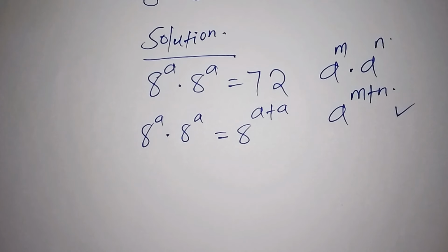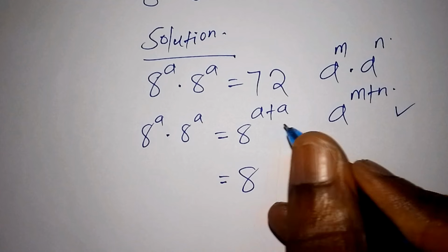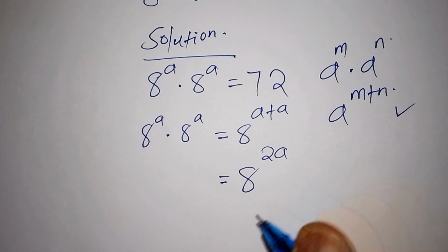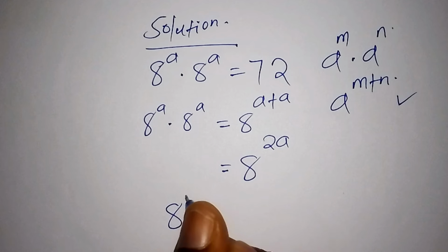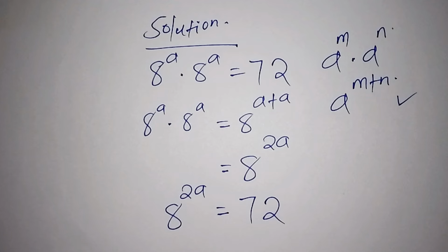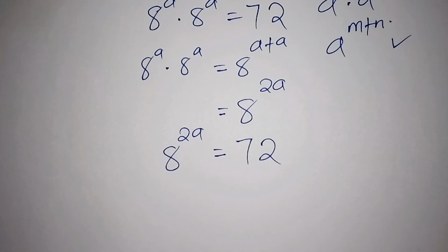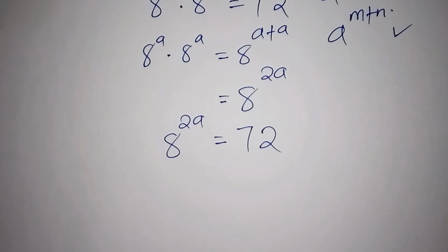So this gives us 8 to the power of a plus a, which is 2a. Now we can say that 8 to the power of 2a is equal to 72. Still here we are asked to find the value of a. The best thing now is for us to introduce the log on both sides.